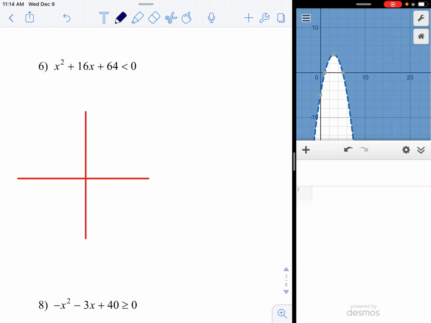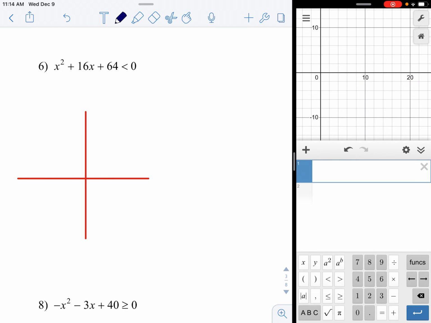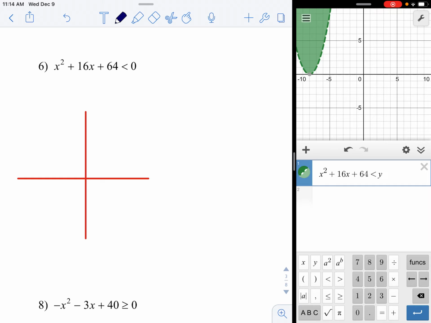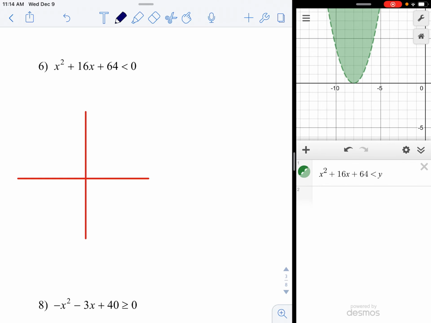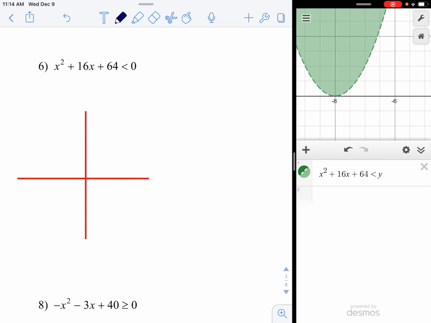All right, let's start over. Number 6. So x squared plus 16x plus 64 less than y. Don't put a 0 down, put a y. If I hit the home button, I get my graph like this. Ooh, that's bizarre. Check and make sure I typed it in right.